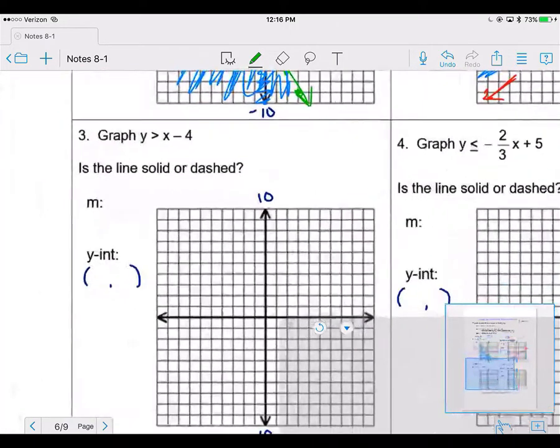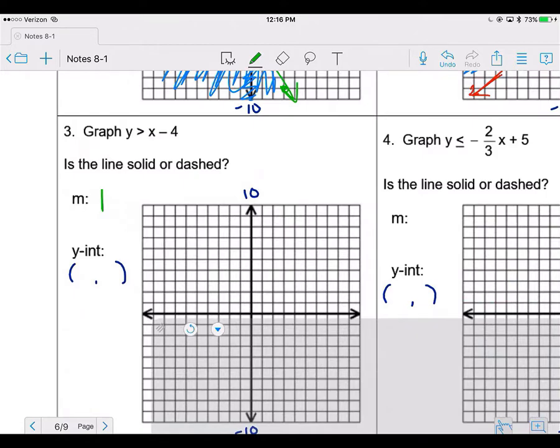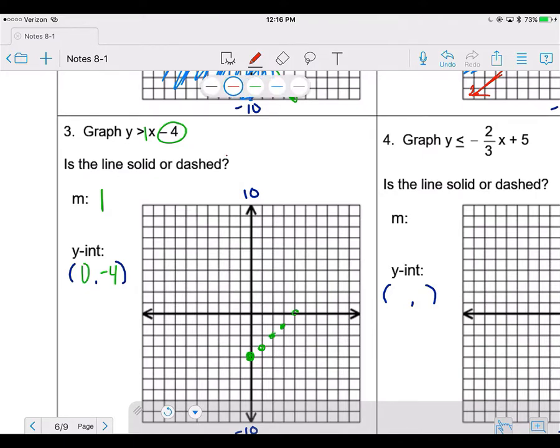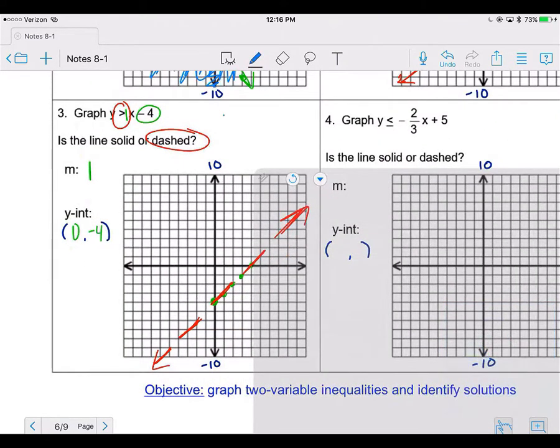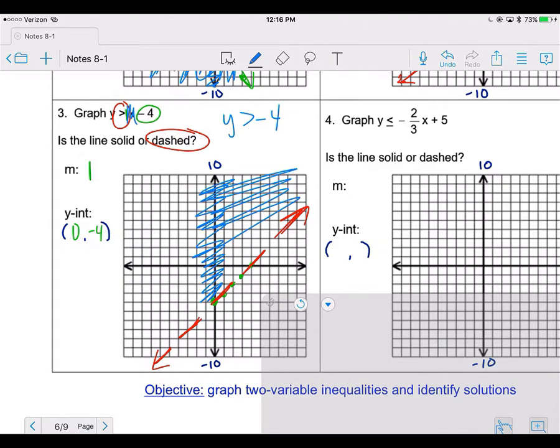So for problem 3, we have the graph where our m value is 1 because that's the number in front of x. Our y-intercept is 0, -4 because that's where it starts for b. I start down at -4, up one, right one, up one, right one, just a couple times. This is going to be a dashed line because there's no line under my inequality symbol. And then for my shading, I ignore the x. Y is greater than -4. Greater would be anything above -4, so that's where I shade for the rest of the line as well.